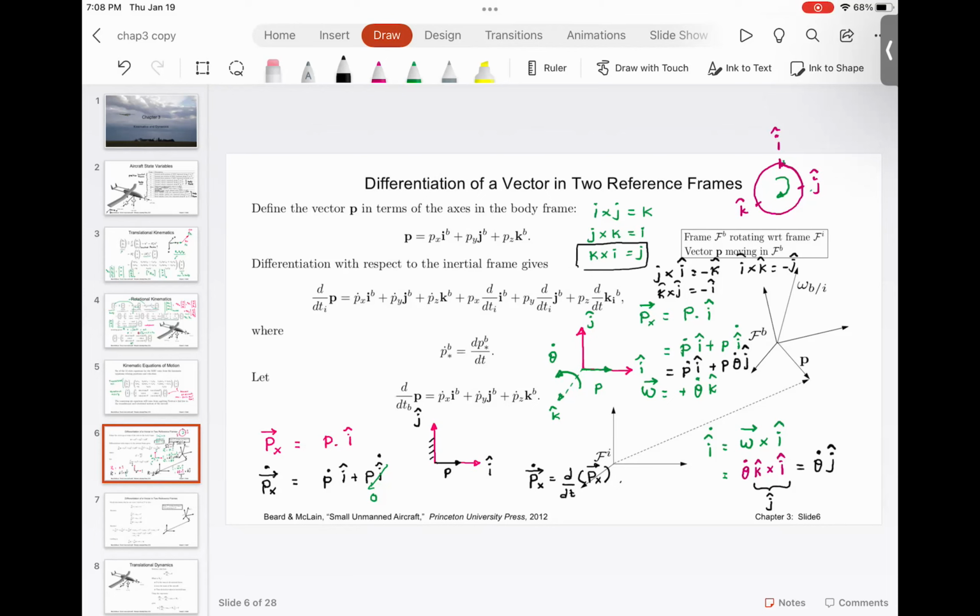See, for robotics too, you should come to class. That is absolutely important. Omega F, where was that? Okay, omega F cross I. Everyone clear up to this point? Next step, Px. I'm going to substitute this guy.